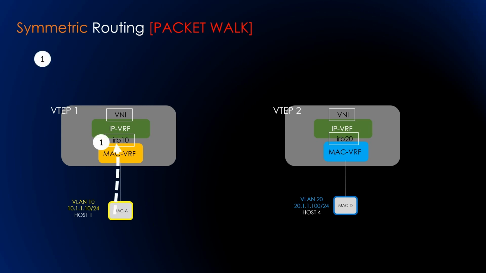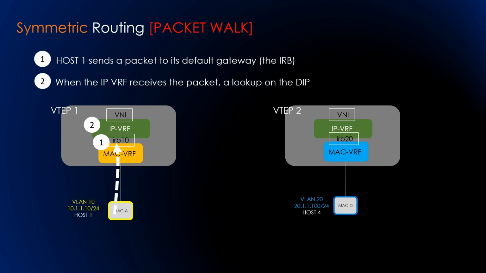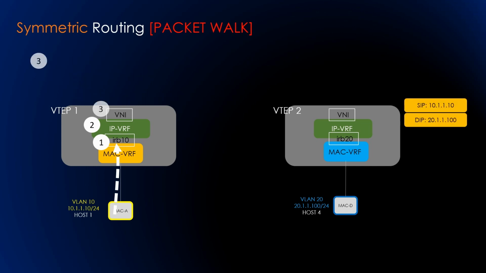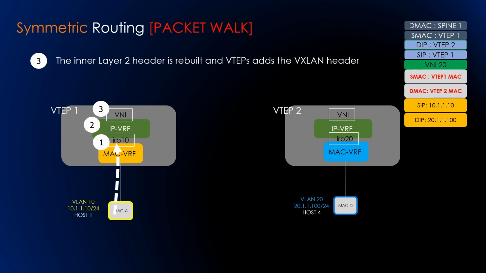Host 1 sends a packet to its default gateway, the IRB interface. When the IRB interface receives the packet, it does a lookup for the destination IP address. The lookup returns the destination VTEP, the VNI, the destination leaf, and the system MAC address. The inner layer 2 header is rebuilt using the system MAC address of leaf 1 as the source MAC and the system MAC address of leaf 2 as the destination MAC. The VTEP adds the VXLAN header. The destination IP address is VTEP 2, VNI 20. We will have the inner MAC address as the leaf 2 router MAC.